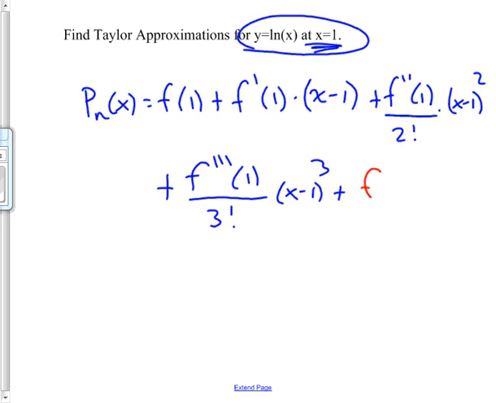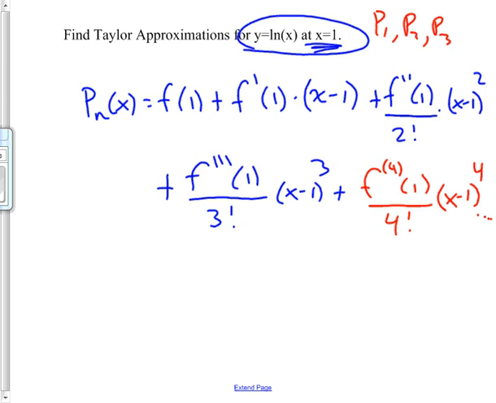Well, the fourth derivative of x evaluated at 1 over 4 factorial times x minus 1 to the fourth, dot dot dot. And we could keep going on with that for a while. So if we wanted to do an approximation, let's do P1 through P3. So let's find P1, P2, P3.